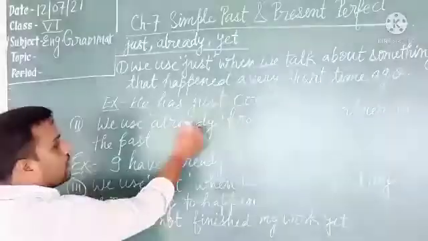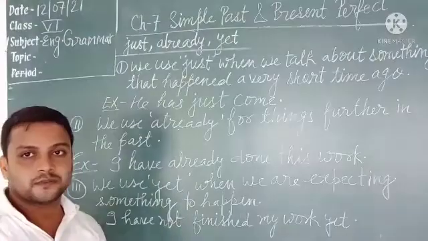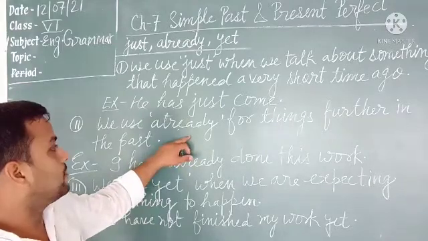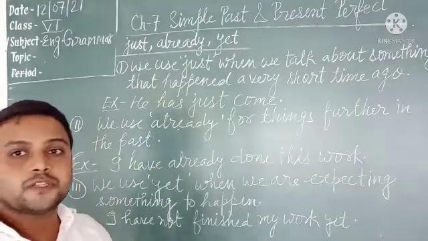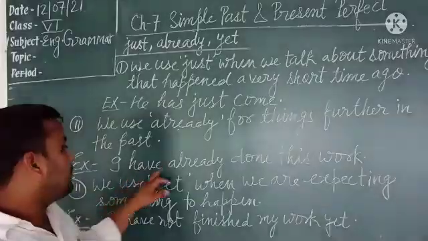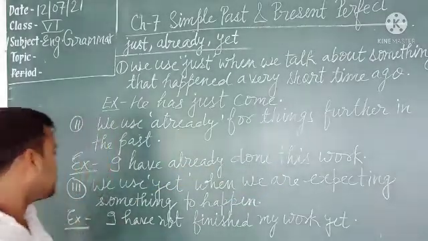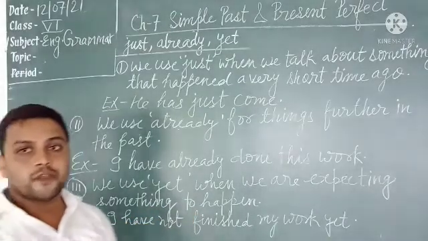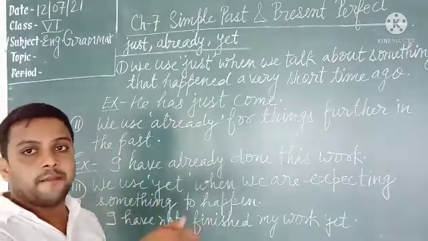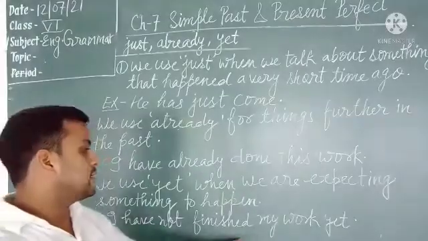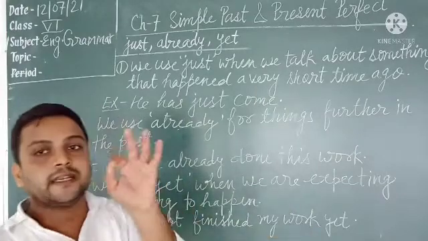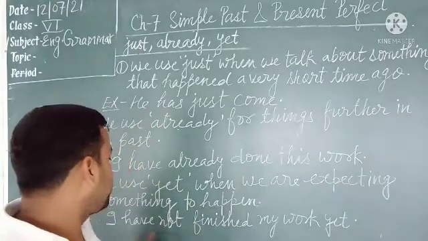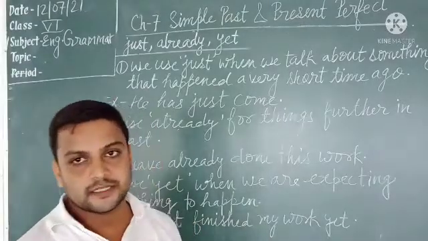Okay? We use already for things further in the past. Whatever we have done already, already is used for the things which we did in the past. I have already done this. And third one, we use yet when we are expecting something to happen. When we are expecting that something will happen. Okay, I have not finished my work yet. Students, yet is used in negative and interrogative sentences. It is not used in affirmative. Okay.